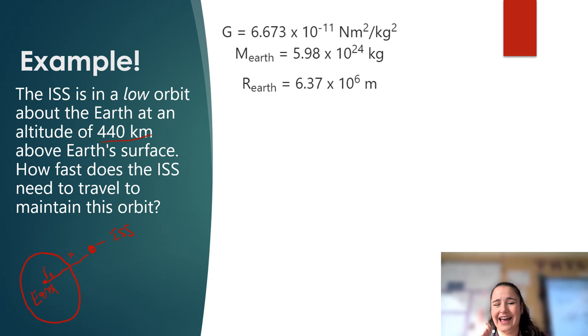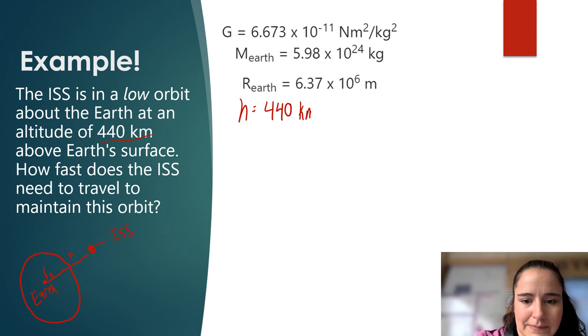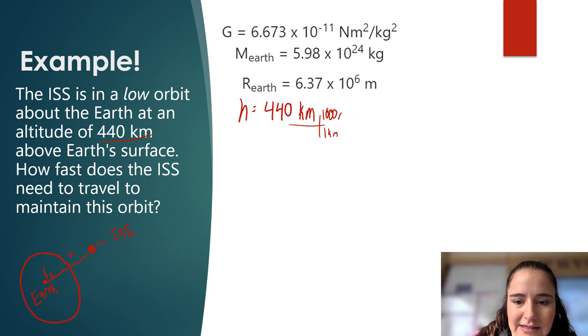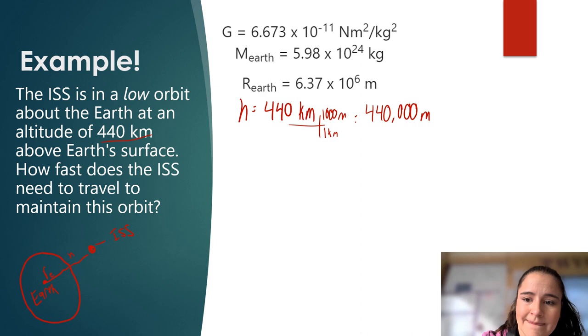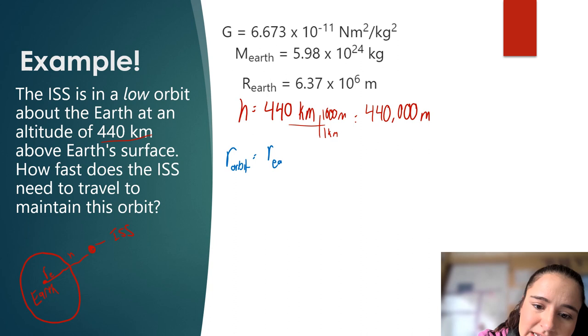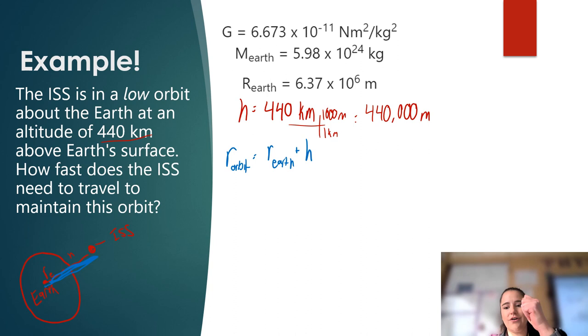That's important because though we have h equals 440 kilometers, I'm going to go ahead and convert that to meters real quick. 1 kilometer is 1,000 meters, so we have 440,000 meters. When we talk about the radius of the orbit, the radius of the orbit will need to be the radius of Earth plus the height of that orbit. We have to add them together because the radius of the orbit is center to center, so you get that full distance around it.